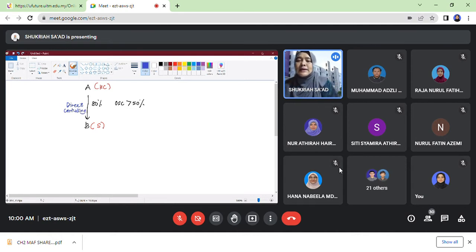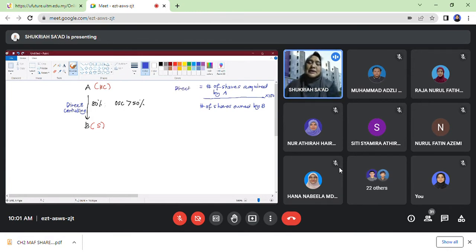Okay, macam mana kira direct controlling ni? Inilah formula yang saya bagi last Monday. Percentage number of shares acquired by A ataupun acquirer divided by number of shares owned by B, lepas tu times 100. Then you get direct controlling. Ini direct ya. So dalam case ni, the percentage is already provided. So alhamdulillah tak payah kira.